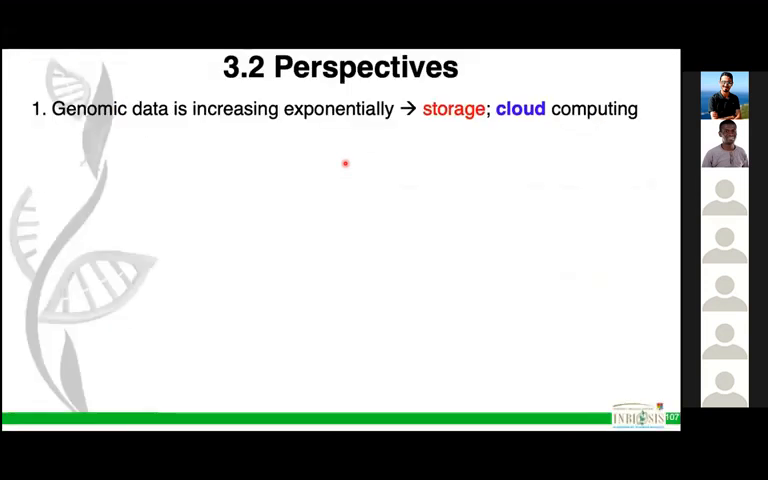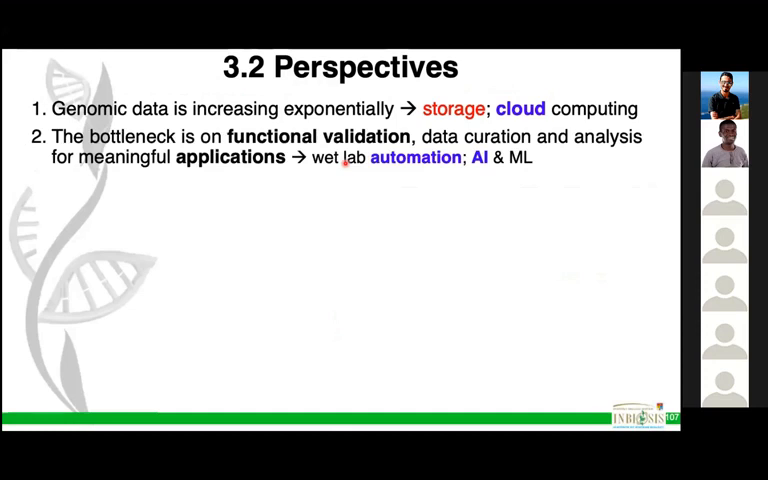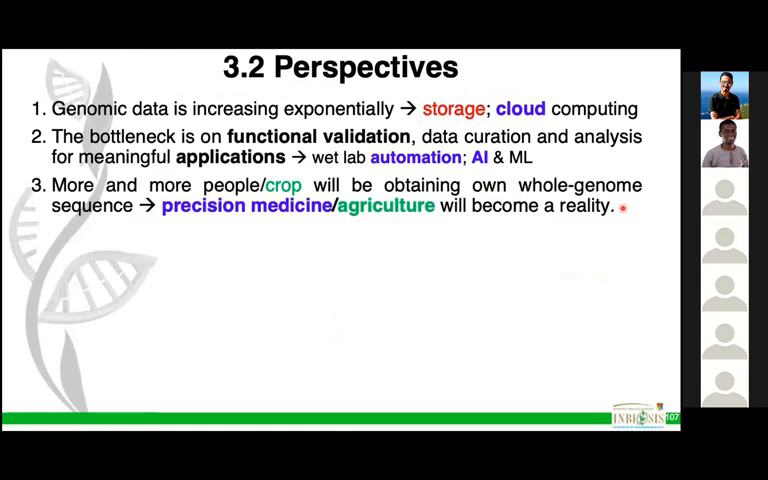And to bring everything together in perspective, we know genomic data is increasing exponentially. Storage will be a problem, and everything is going towards cloud computing at the moment. The bottleneck is on functional validation, data curation and analysis for meaningful application. So wet lab automation, AI and machine learning will be the current effort.